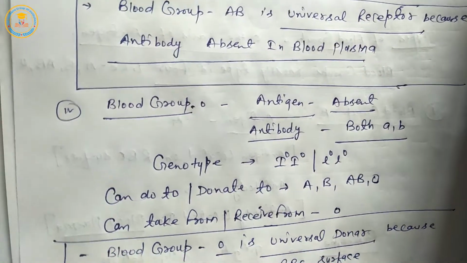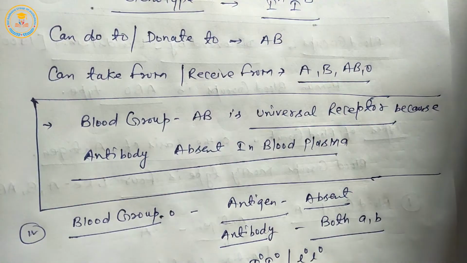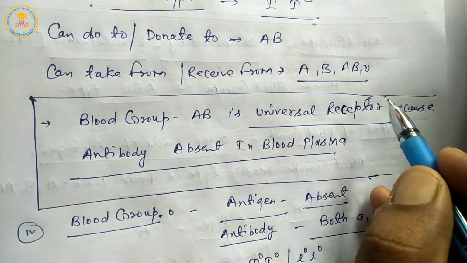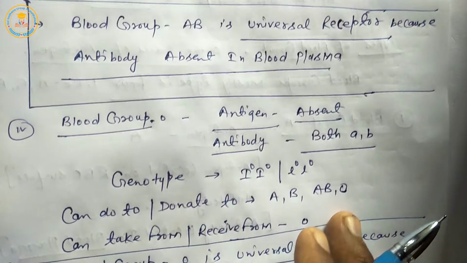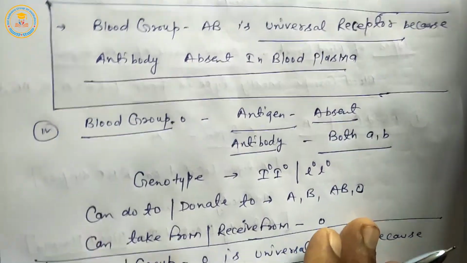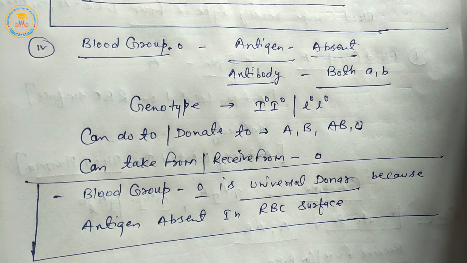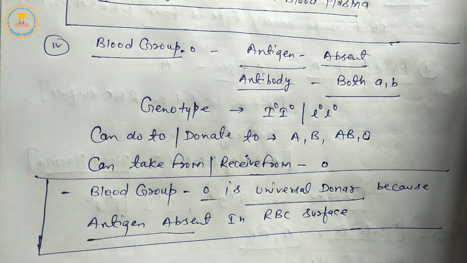Once again, blood group AB is universal receptor because antibody is absent in blood plasma of blood group AB. Next, blood group O is universal donor. It means it donates to all blood group people because antigen is absent on RBC surface.